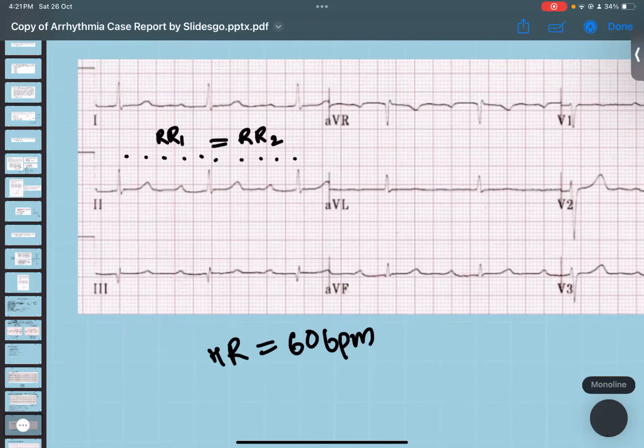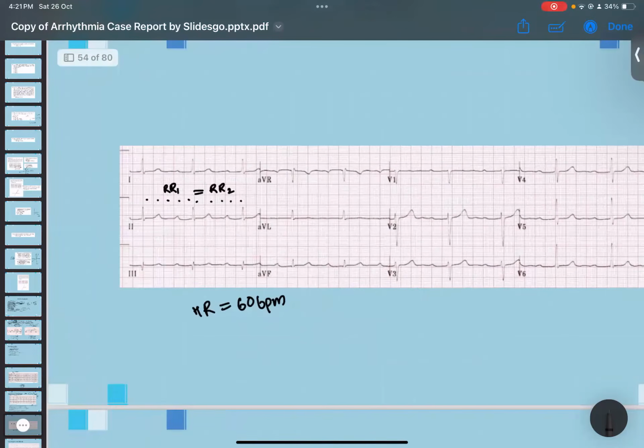Regarding the axis deviations, as you can see, positive deflection on lead 1, positive deflection in AVF, so this would be a normal axis.